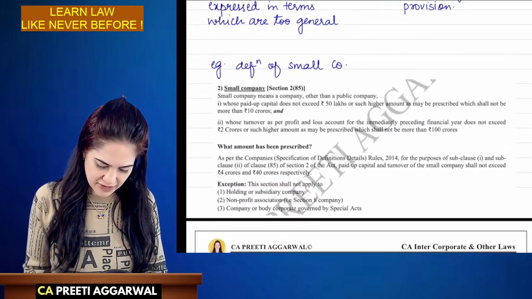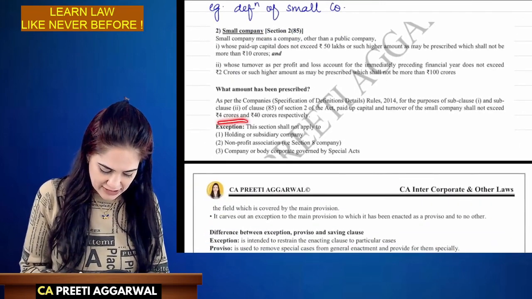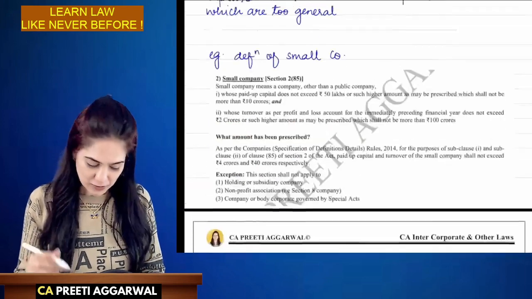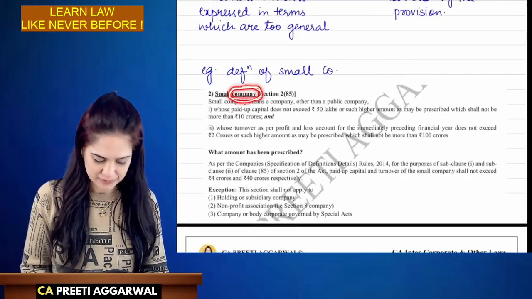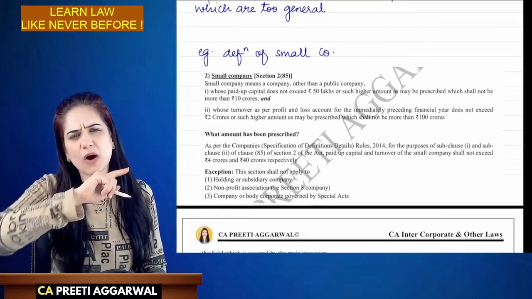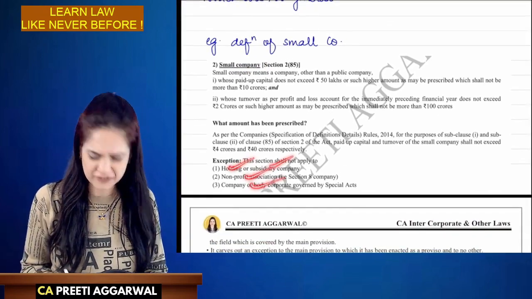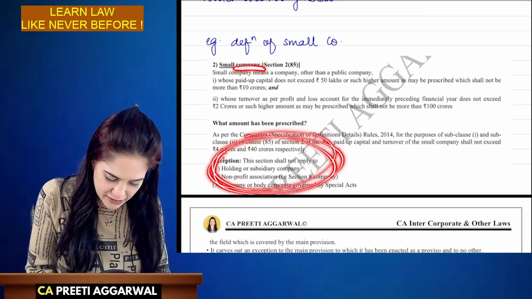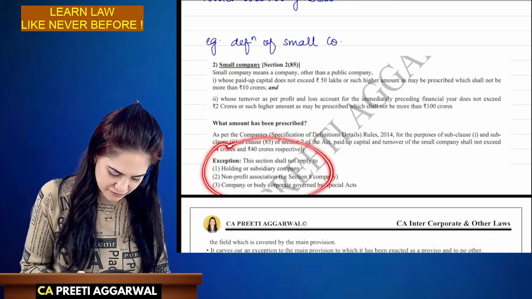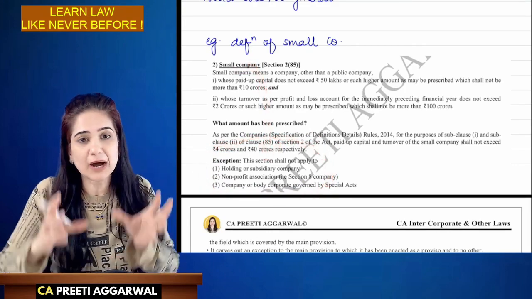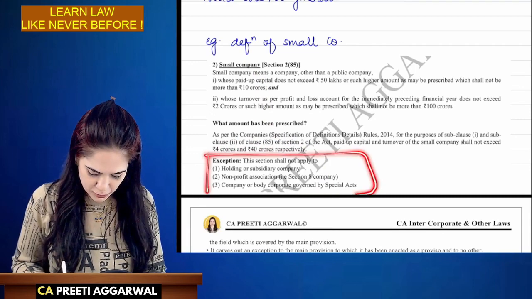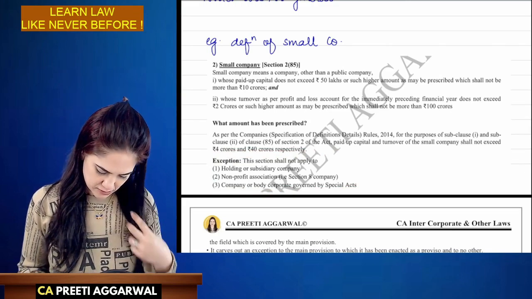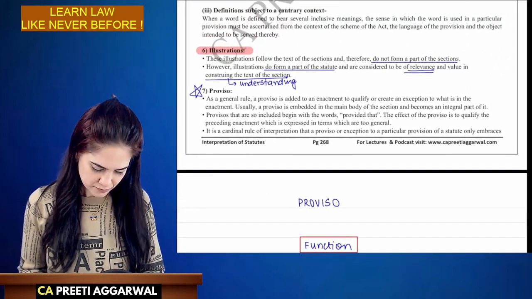Small company, yes, it is defined in section 2 clause 85. There is an exception, see. The section will not apply to holding, subsidiary, non-profit, special acts. Now, the word used is company. The word company includes all the companies: holding, subsidiary, not-for-profit, section 8 company, incorporated under a special act. All this is included here. Through an exception, we are removing it. We are saying that the word company which is used will not include this. We are trying to remove it.